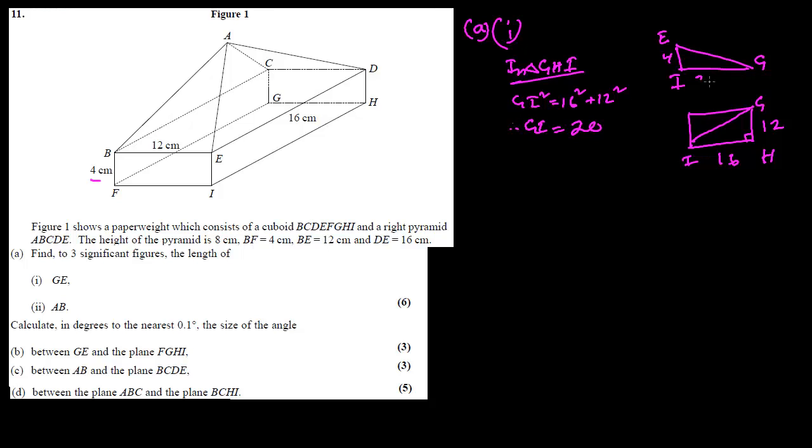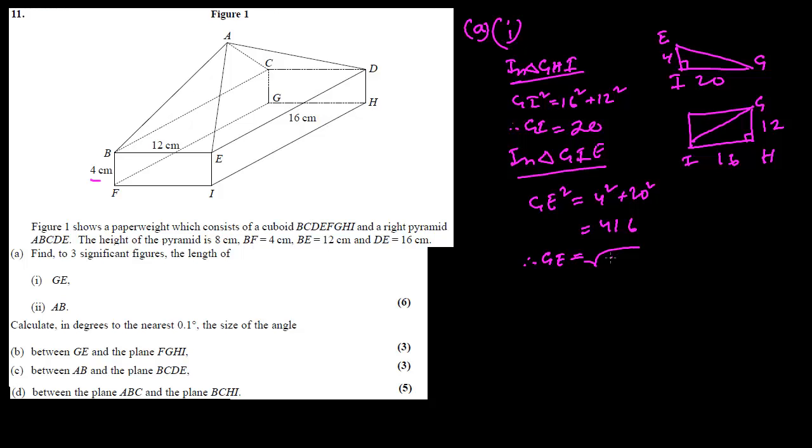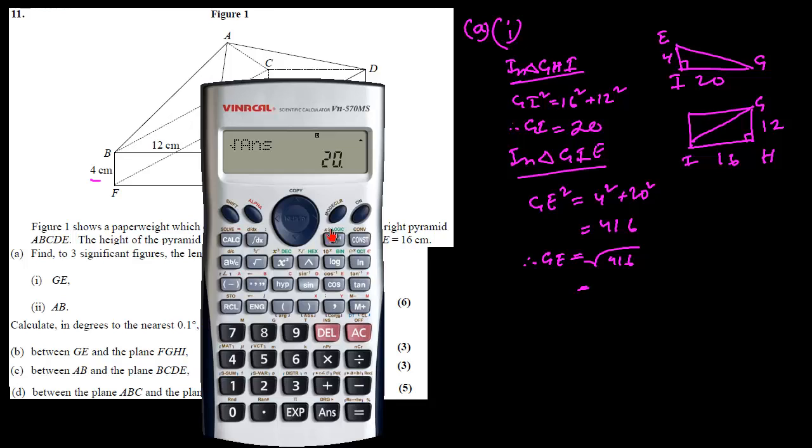Now that we know GI is 20, we can use this right angle triangle. In triangle GIE, GE is the hypotenuse, GE squared equals 4 squared plus 20 squared. 20 squared is 400, so this is going to be 416. Therefore, GE is going to be the square root of 416. We don't have to worry about plus minus square root, because this is a length. The length cannot be negative.